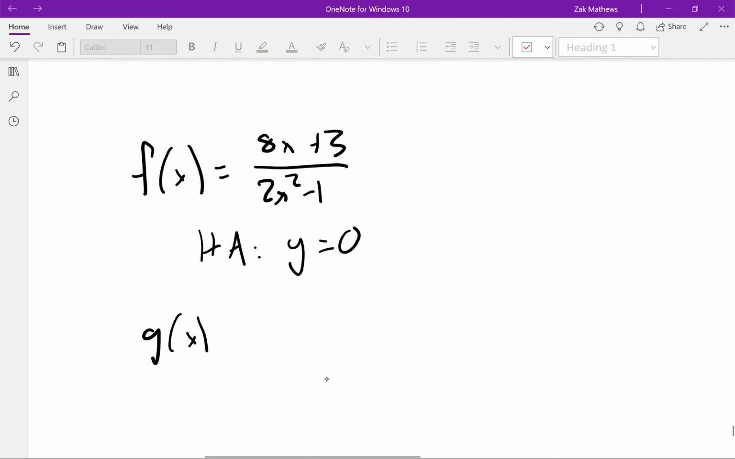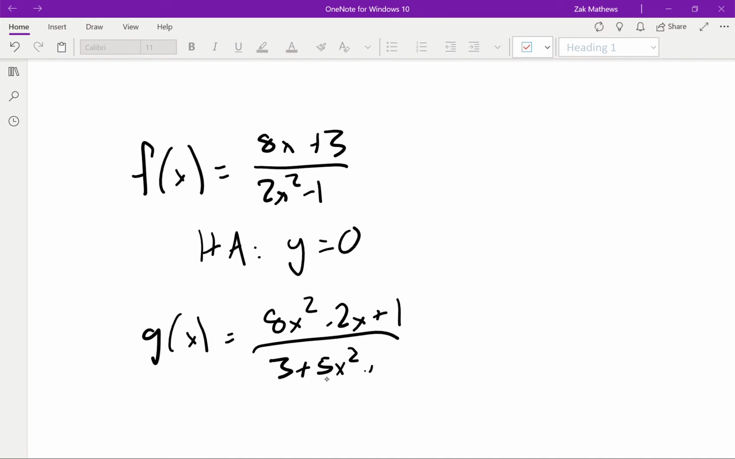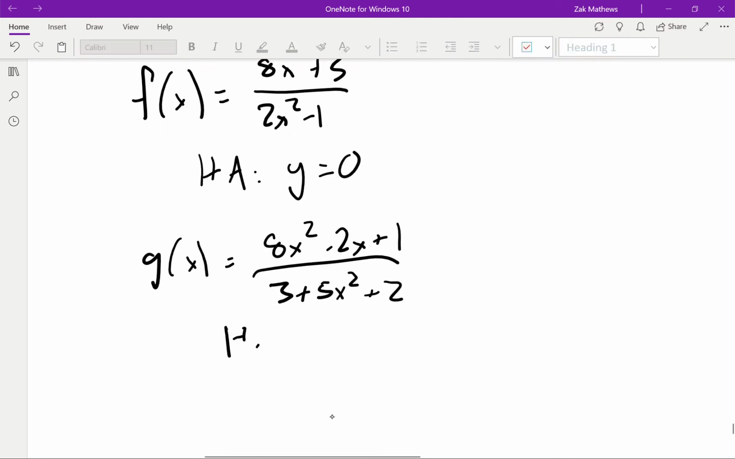Let's take g of x is equal to 8x squared minus 2x plus 1 over 3 plus 5x squared plus 2. Tried to trick you on this one by listing them out of order, but if we look for the degree at the top and the bottom, they are both 2, even though it's not written in descending order. And so according to my rules, the horizontal asymptote needs to be the leading coefficients. My leading coefficient of the numerator is 8. Leading coefficient of the denominator is 5. Remember, it's not necessarily the first thing. It is whatever is attached to that largest exponent. So our horizontal asymptote would be 8/5. This is the rule that I kind of glossed over earlier.